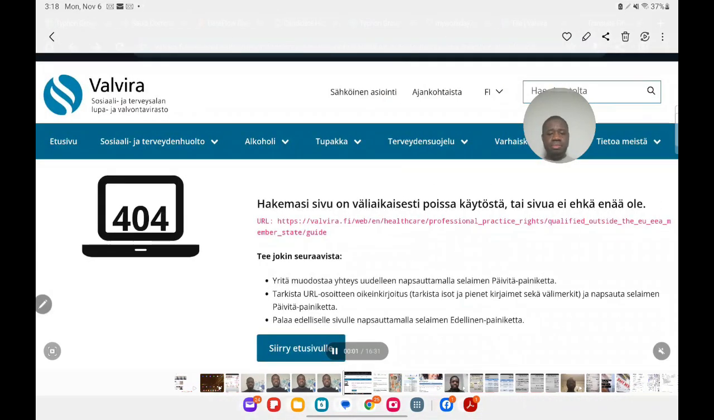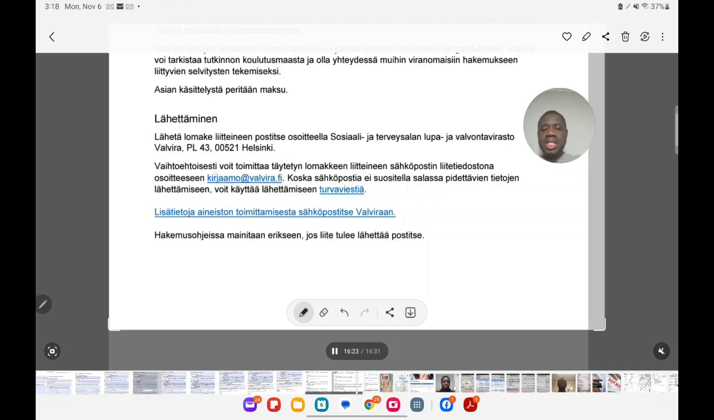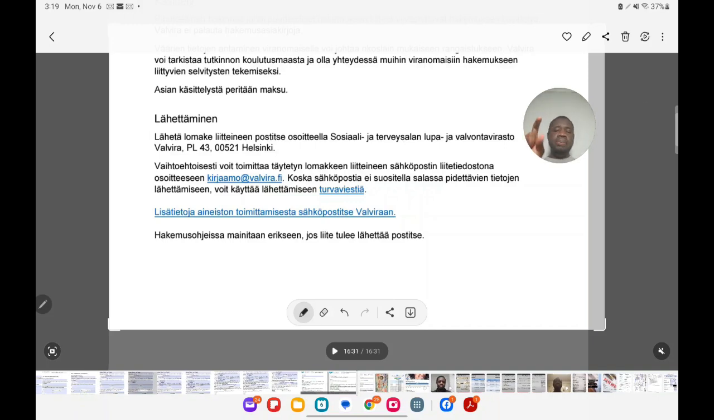So email all the documents and the form to this email address here instead of wasting money to send your documents by DHL, FedEx, or Nine Post. So once you send your documents by email, then you will be waiting for the decision from Finland. The timeline to hear the decision may take some time. It depends on whether you submitted the right documents or not. So I cannot really give you a definite timeline.